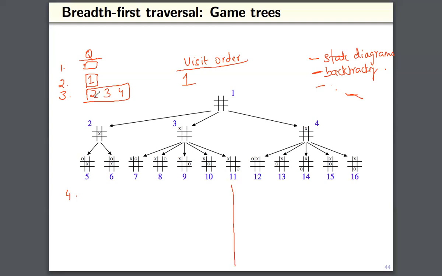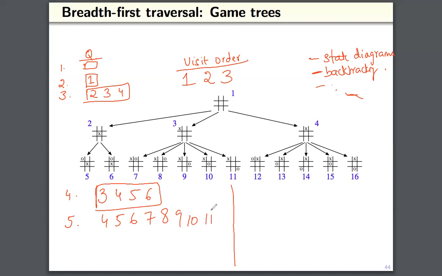2, 3, 4. DQ 2, visit 2, add all child nodes of 2. What are those? 5, 6. 2 is DQ'd, you added 5 and 6. Next, DQ 3, visit 3, add all child nodes of 3. What are those? 7, 8, 9, and 10. 7, 8, 9, 10, 11 also, right?